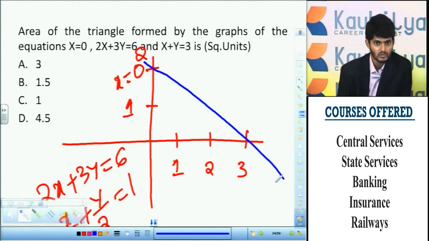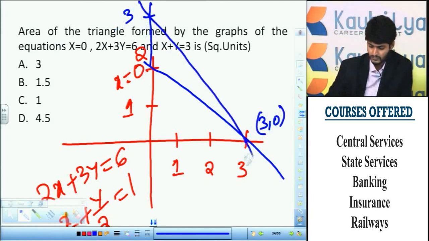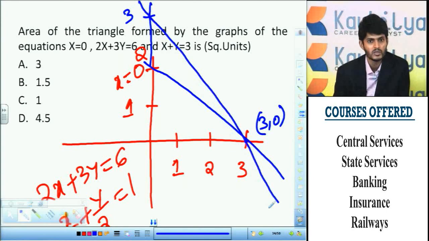And your third line is x plus y is equal to 3. So if I want to plot this line, obviously it will pass through this point, because this point is nothing but your 3, 0. So it would pass through this point, and it will also pass through the point 0, 3. So let me draw another line 3 here. So basically the line would look like this. That would be x plus y is equal to 3. That means x by 3 plus y by 3 is equal to 1. So x-intercept is also 3, y-intercept is also 3.